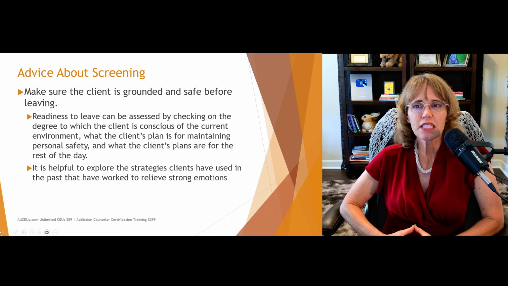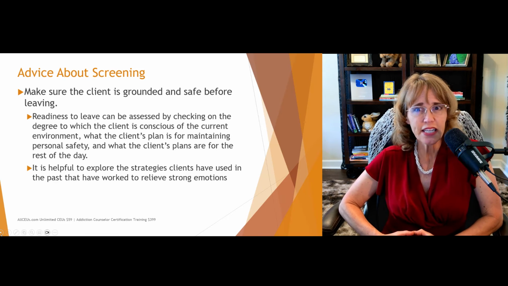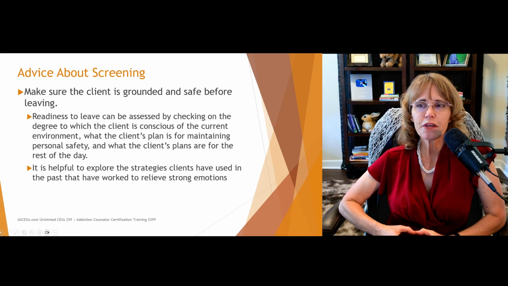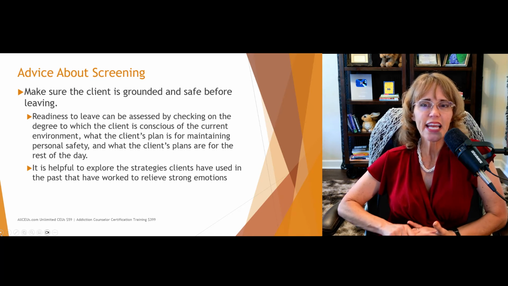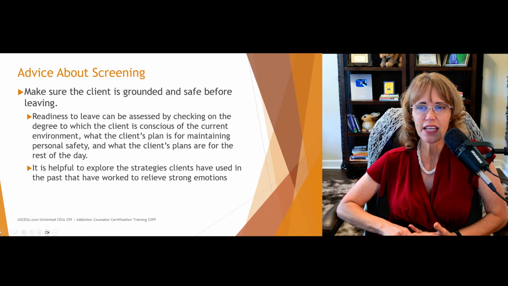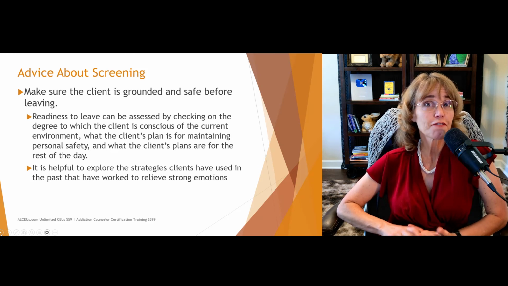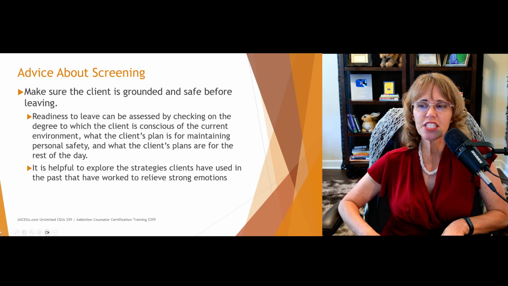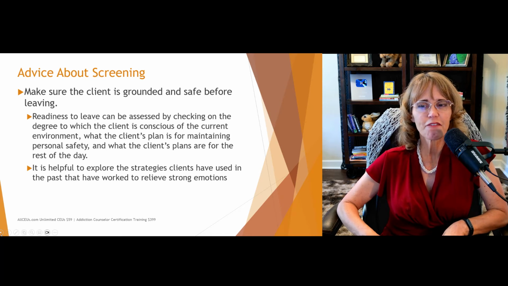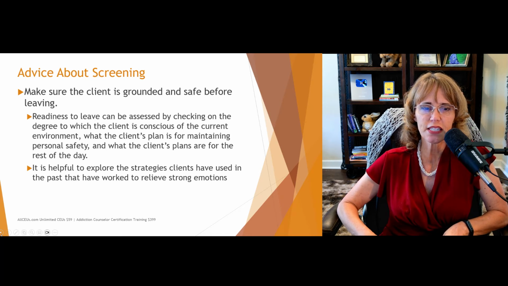Make sure that the client is grounded and safe before leaving. Readiness to leave can be assessed by checking on the degree to which the person is conscious of the current environment, what their plan is for maintaining personal safety, and what their plans are for the rest of the day. It's helpful to explore the strategies clients have used in the past that have worked to relieve strong emotions.